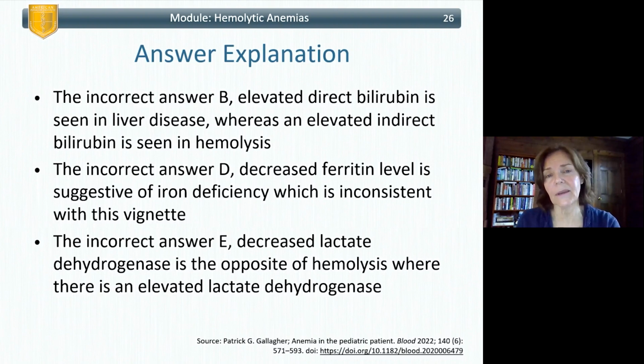hemolysis. Answer D is incorrect. Decreased ferritin level is suggestive of iron deficiency, which is inconsistent with this story. And the incorrect answer, E, decreased lactate dehydrogenase, is the opposite of hemolysis, where there is an elevated lactate dehydrogenase level in hemolysis.